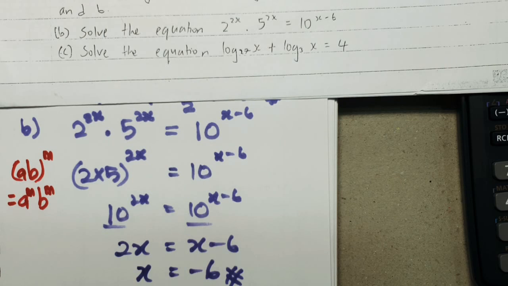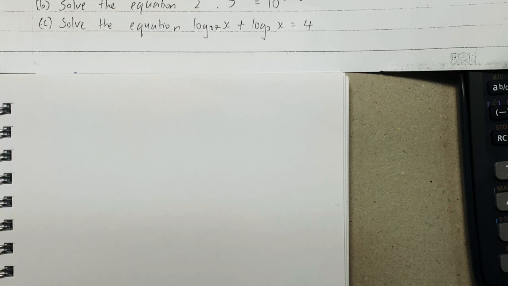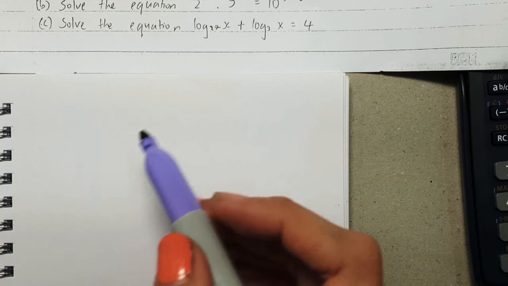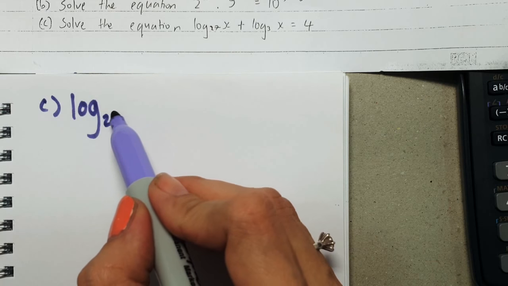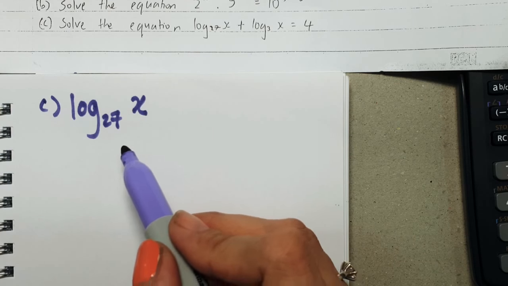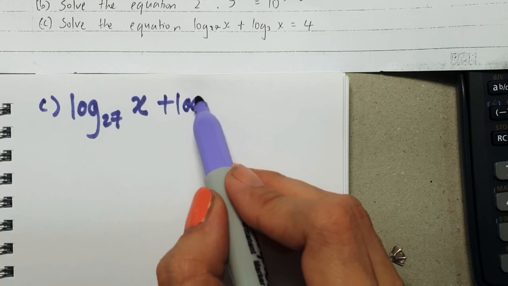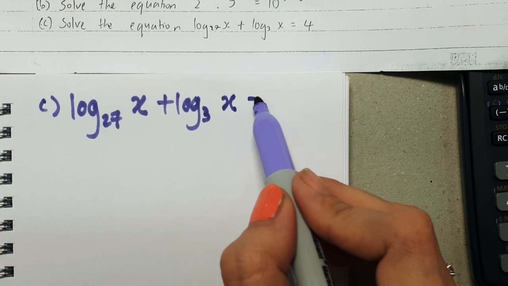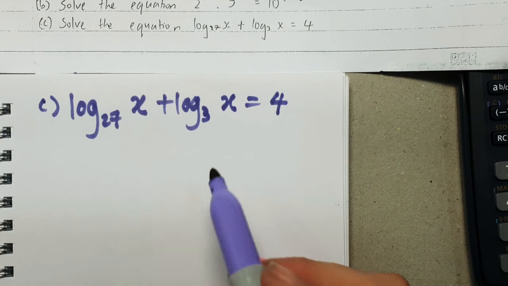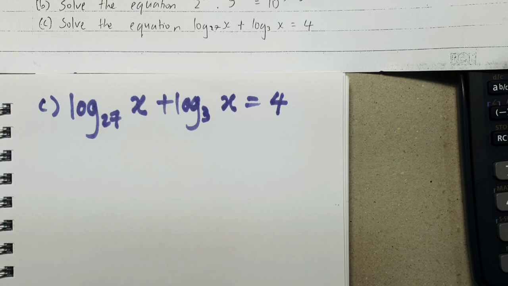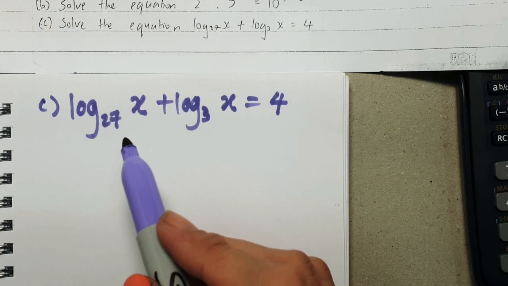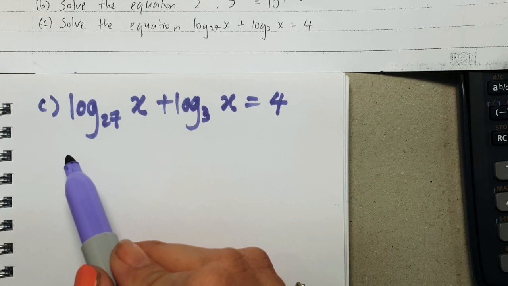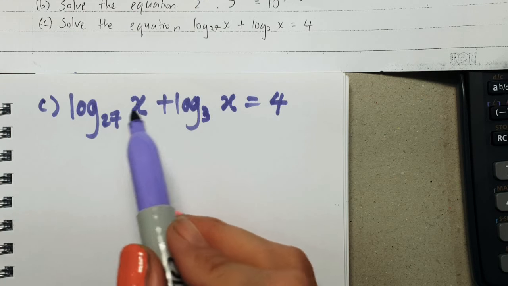Now let's look at part C. For part C, we need to solve the equation log base 27 of x plus log base 3 of x equals 4. Check, do they have the same base? They don't. So first thing, we have to change it so that they have the same base. So we got to change the base here. Introduce base 3. Always change the bigger number to the smaller number.